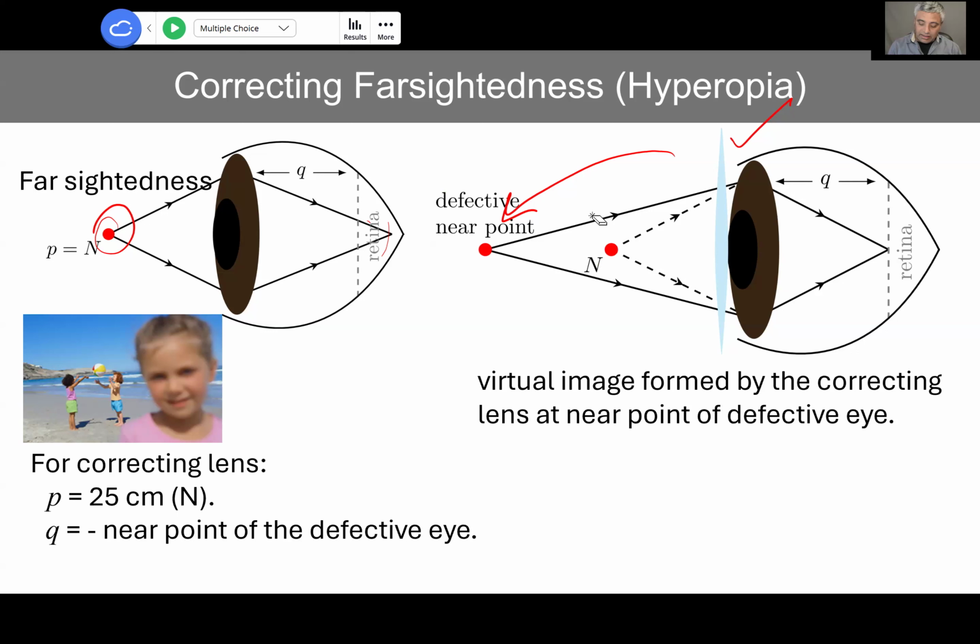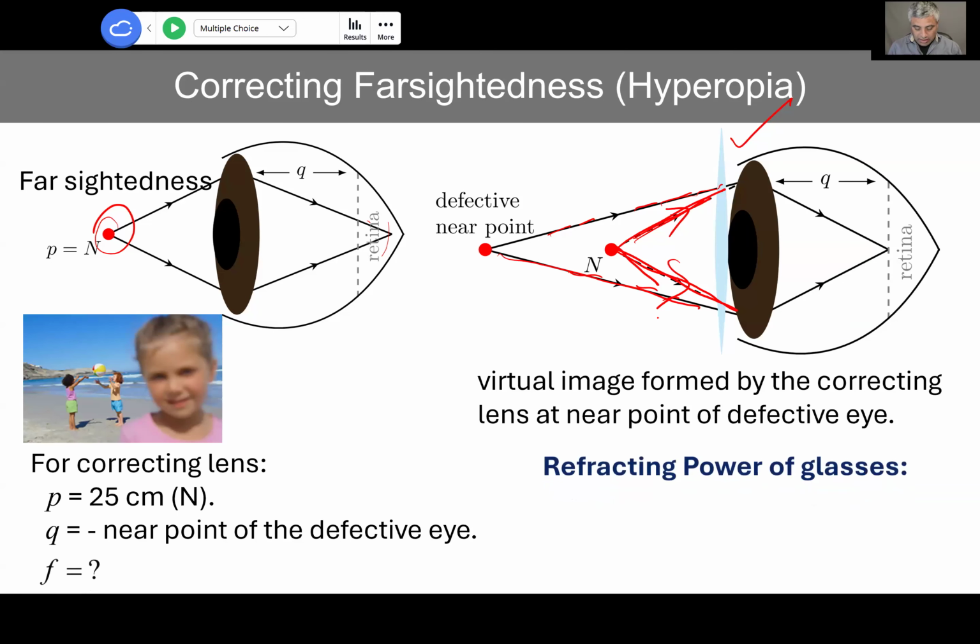And again, this being a virtual image, what happens? Maybe I should have made these full and these dashed lines. I think I made a little bit of a mistake here. Yeah, this should have been the dashed one, and this should have been the full line. My bad. Okay, so that's that. So you should be able to calculate the focal length. So for that, again, use the same formula.